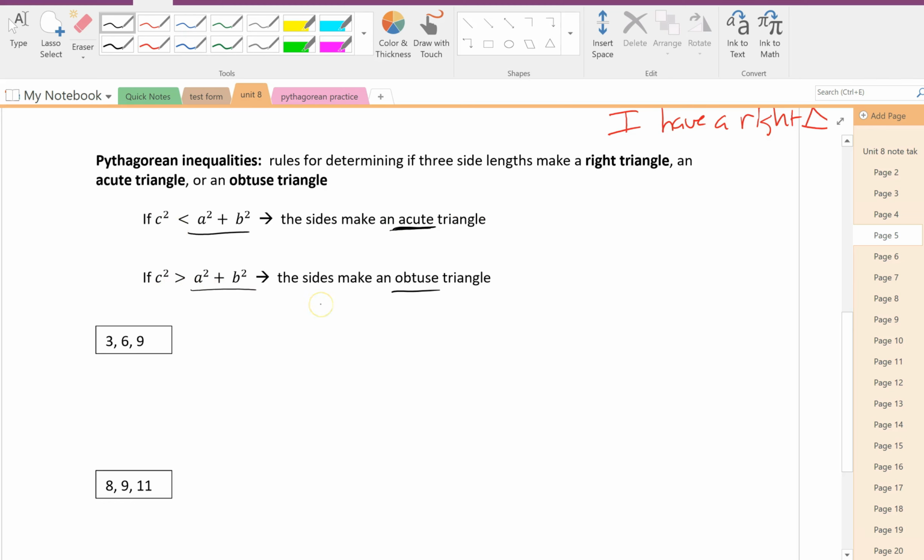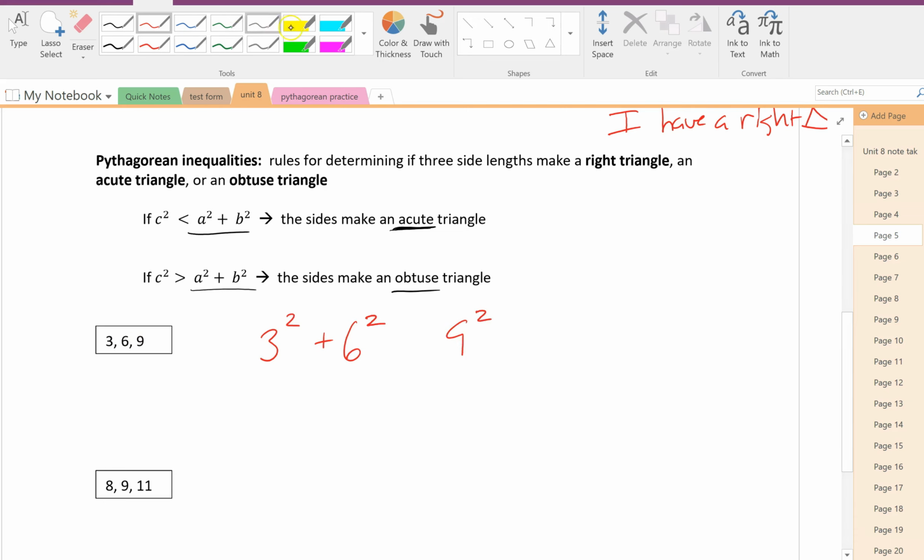If I add a squared and b squared and I get something less than c squared, then I have an obtuse triangle. So here's how I would do a problem like this. Find the two shorter ones. So I'm looking at 3, 6, and 9 here. The two shorter ones are 3 and 6. So I'm going to have 3 squared plus 6 squared, and then over here I'm going to have 9 squared.